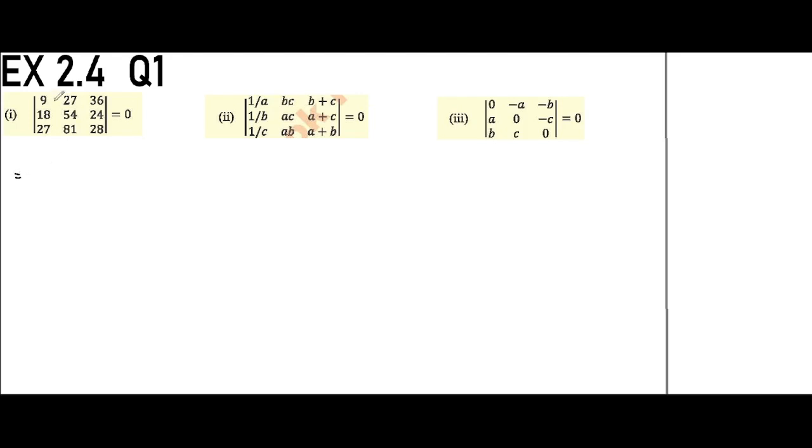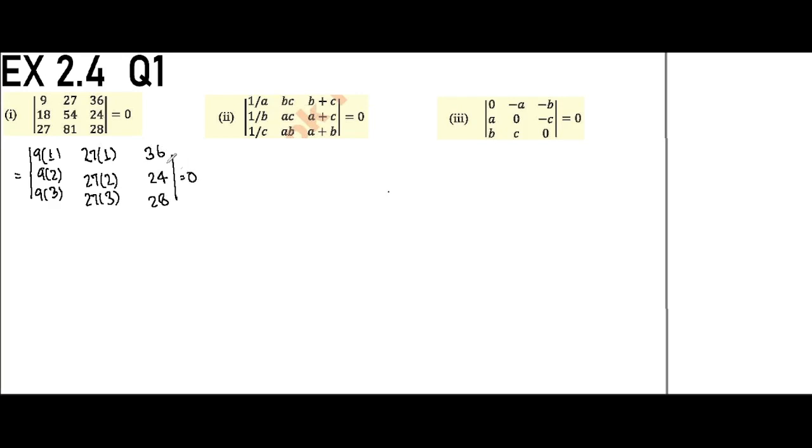It is equal to. We can see that the first column has 9 as common. 9 into 1 equals 9, 9 into 2 equals 18, and 9 into 3 equals 27. So we are going to write it as 9 into 1, 9 into 2, and 9 into 3. Then this column has 27 as common. 27 into 1 is the first element of this column. Then 27 into 2, which is equal to 54, is the second element, and 27 into 3 is the third element of this column. And then we have 36, 24, and 28 as it is.